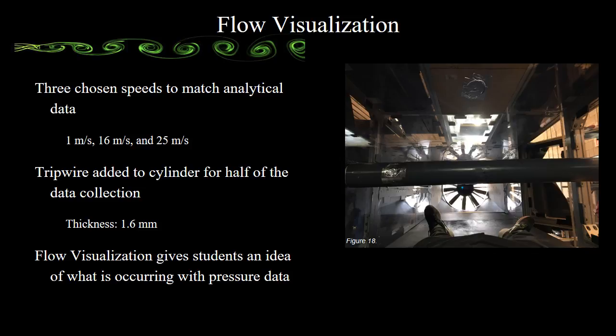The purpose of the flow visualization was to give students a better idea of what is occurring with the pressure data. Similar to the analytical data, 3 speeds were selected to match: 1 meter per second, 16 meters per second, and 25 meters per second. A tripwire was added to the cylinder for half of the data collection. The thickness of the tripwire is 1.6 millimeters, and it was placed at a 45-degree angle from the center of the cylinder, facing the inlet of the wind tunnel.